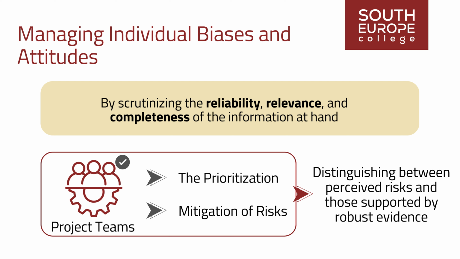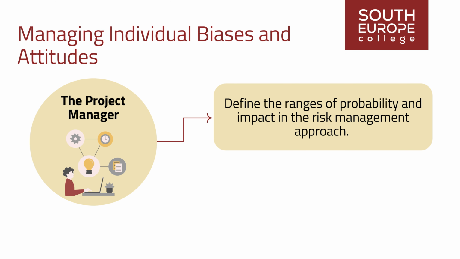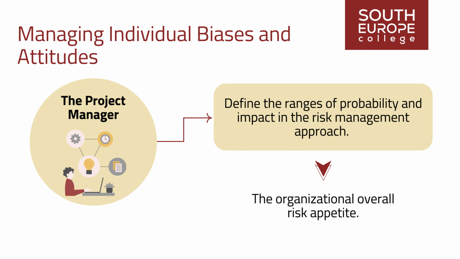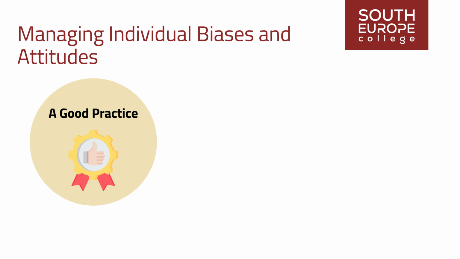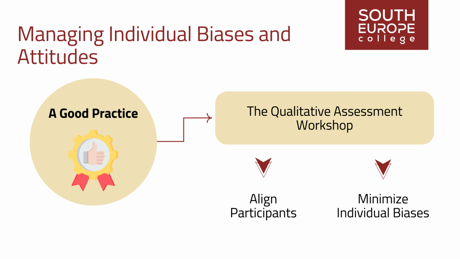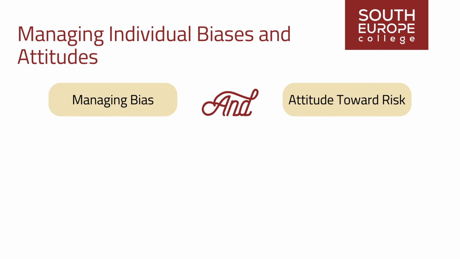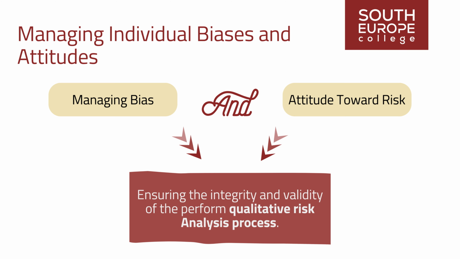risk management efforts. Further, the project manager should define the ranges of probability and impact in the risk management approach, aligning them to organizational overall risk appetite. A good practice is to start the qualitative assessment workshop by presenting these ranges to align participants and minimize individual biases.